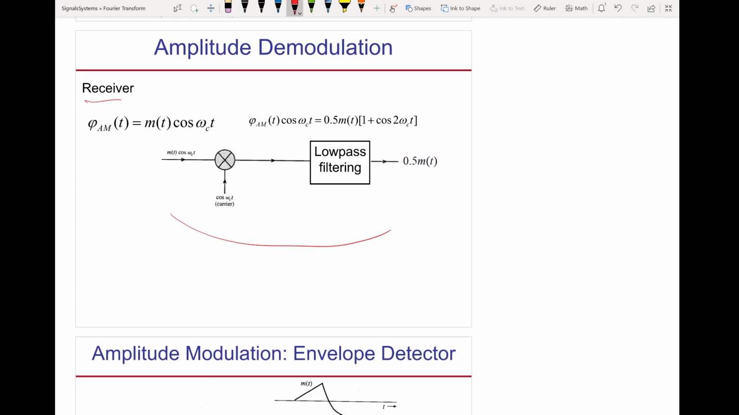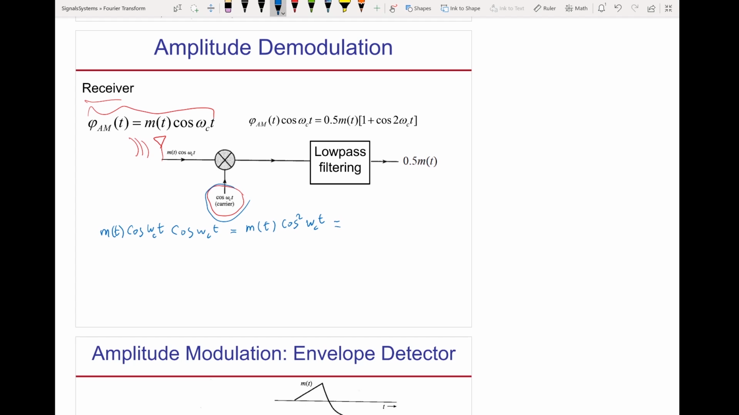You will have an antenna here picking up this signal, and then you multiply it by the carrier, cosine omega c t, at the receiver. What you receive through the antenna is m of t cosine omega c t. Then I multiply it by cosine omega c t, so that will be m of t cosine squared. And I can use a trigonometric property and break the cosine squared into the following.